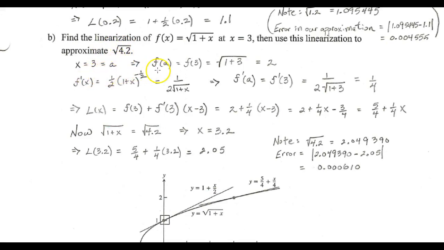So here a is 3. So f of a, you plug in 3, you get the square root of 1 plus 3, which is the square root of 4, 2. f prime of x again is 1 over 2 times the square root of 1 plus x. So f prime of a means I plug in 3. So f prime of 3 is 1 over 2 times the square root of 1 plus 3. So that's 1 over 2 times 2, or 1/4.